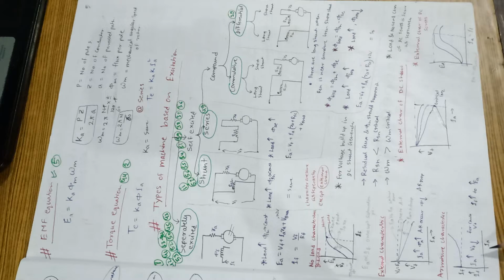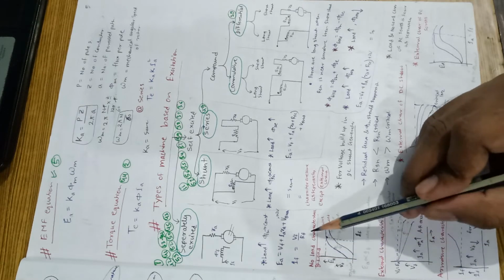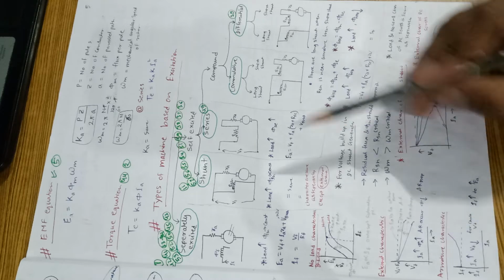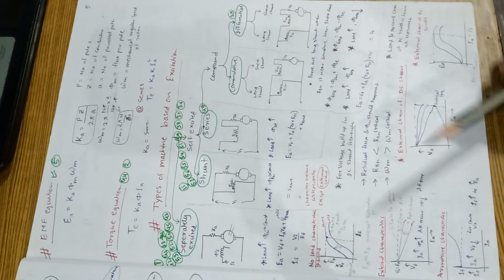For the internal, that is armature characteristic, IF versus IA: with increase in IA, we know that VT will decrease. To make VT constant, we have to increase IF also. With increase in IA, we are increasing IF, to increase EA so that VT will remain constant. This is the diagram for the armature characteristic. This no load and armature characteristic is the same for shunt, series and compound.